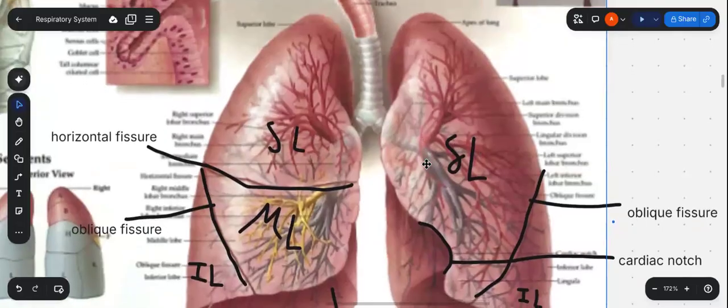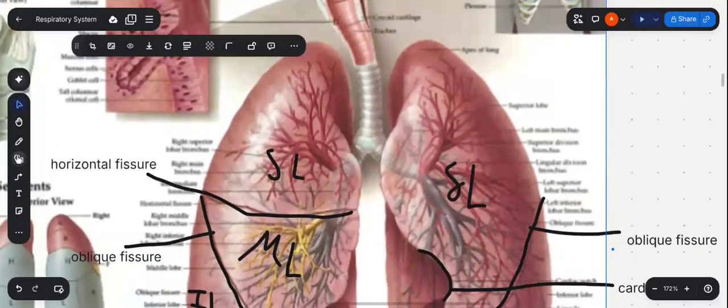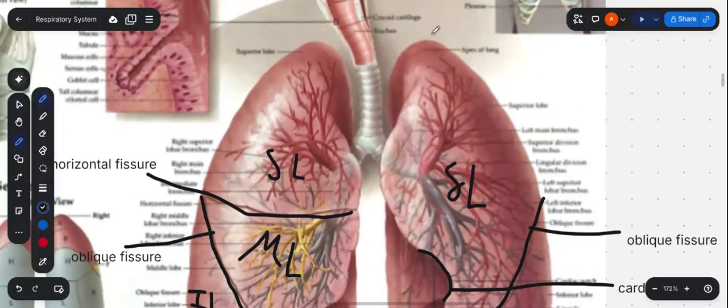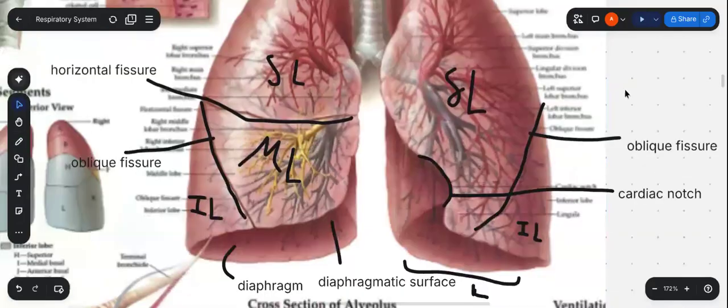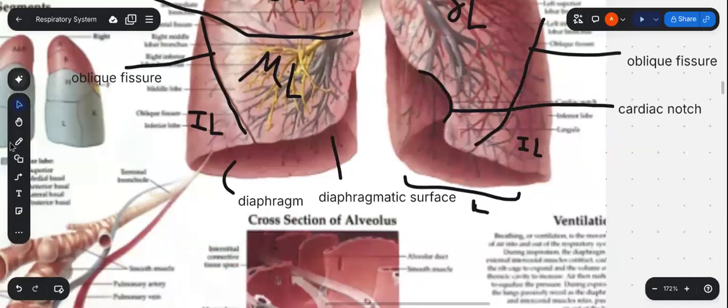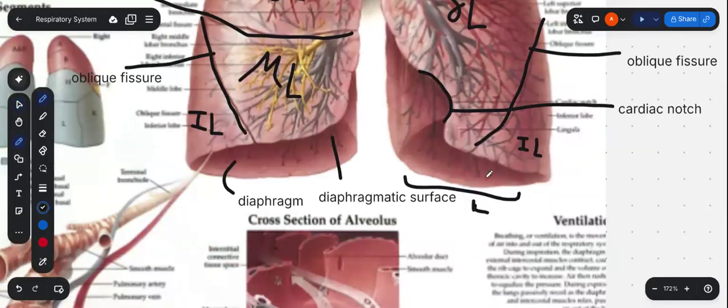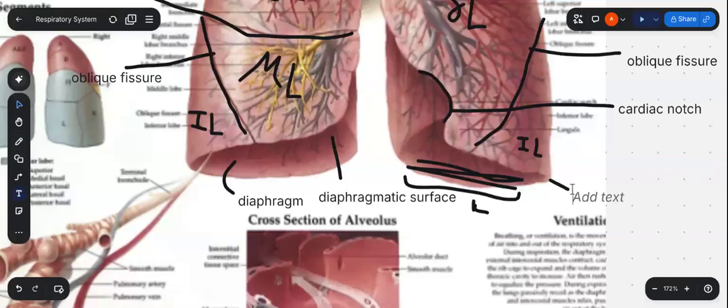And then you also have your apex versus your base of the lung. So the pointy region over here, that is known as the apex of the lung, while the bottom is known as the base. So just this whole portion over here, that is going to be your base.